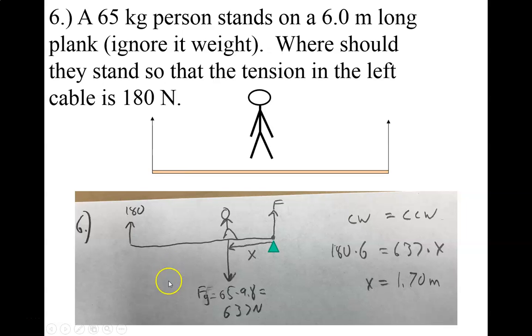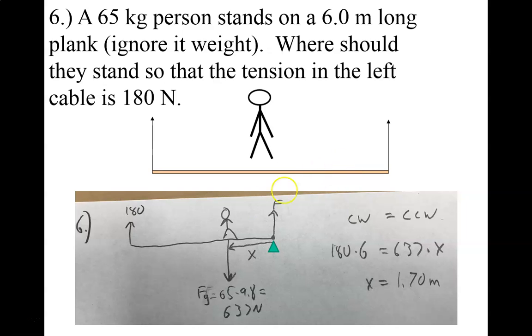Another example here. A 65 kilogram person stands on a 6 meter long plank, ignoring its weight. Where should they stand so that the tension in the left cable is equal to 180 newtons? So we're going to solve this as one step. I'm not really sure why this example is right here.